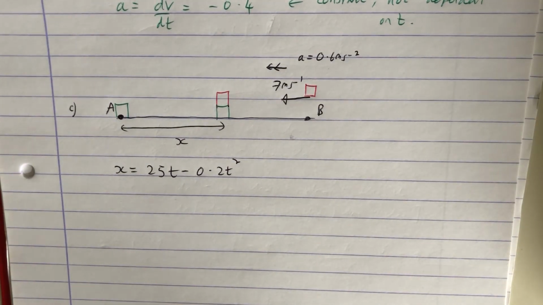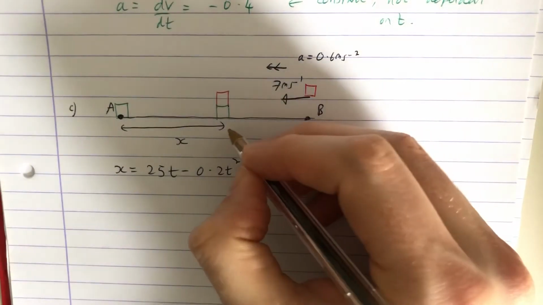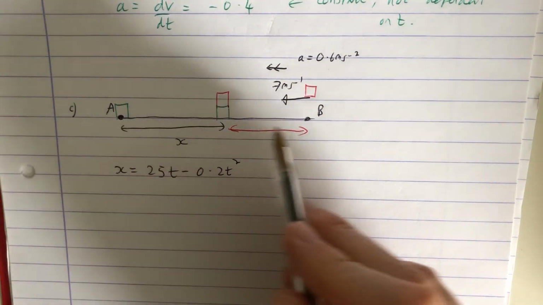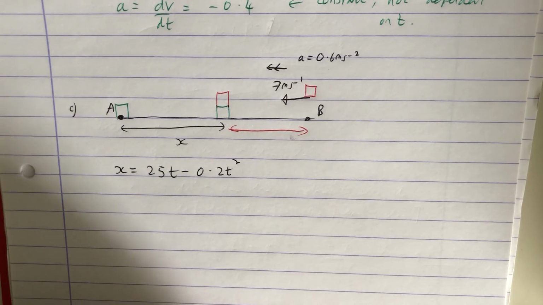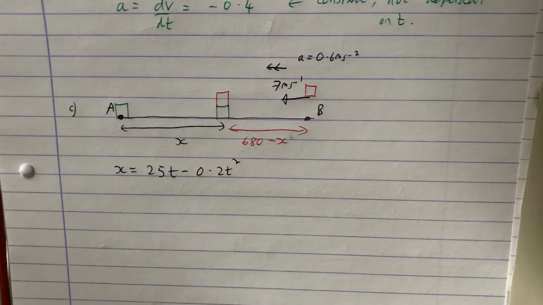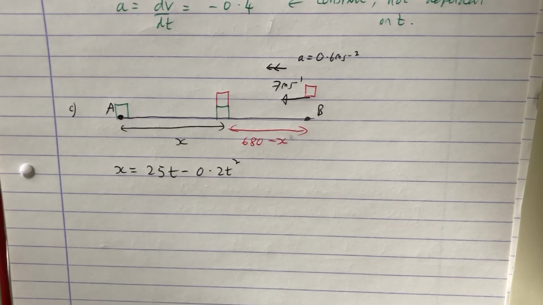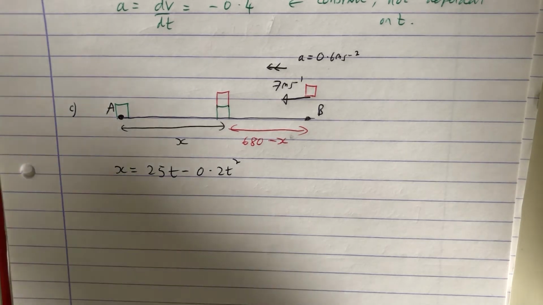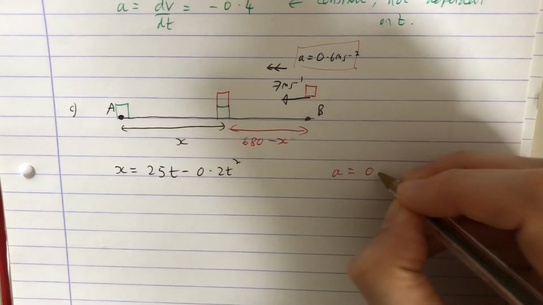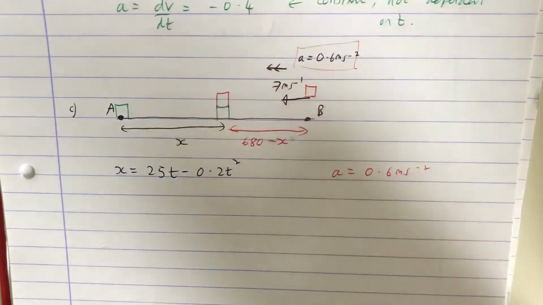And now I want a formula for the distance travelled by the bird. And the key thing is you use part A. The entire distance A to B is 680. So this distance would be 680 subtract x, and we will need to use that at some point. I really want to use SUVAT right now, but I'm not going to. I'm just going to use what has been given, which is the acceleration of the bird. So a is equal to 0.6 meters per second squared.